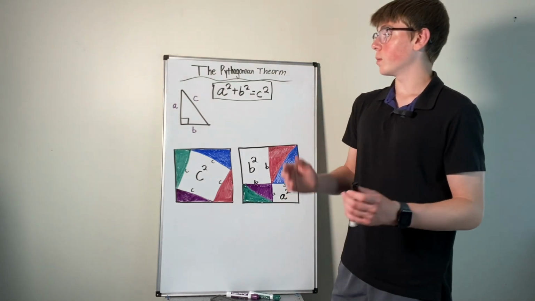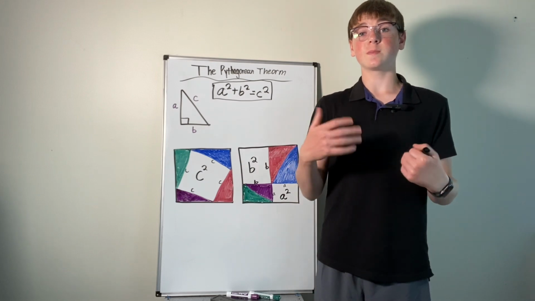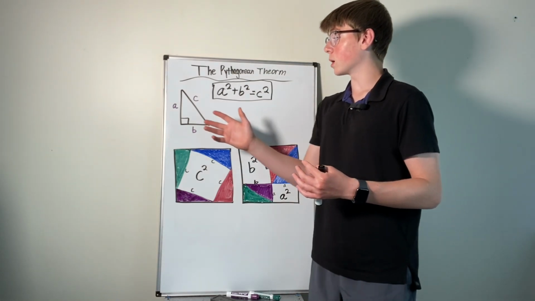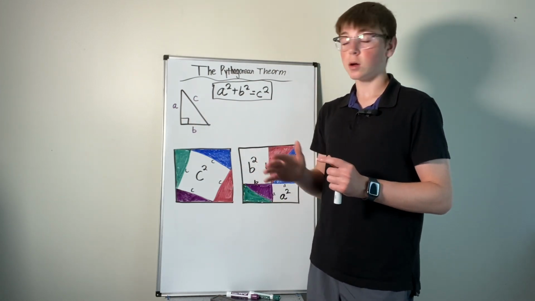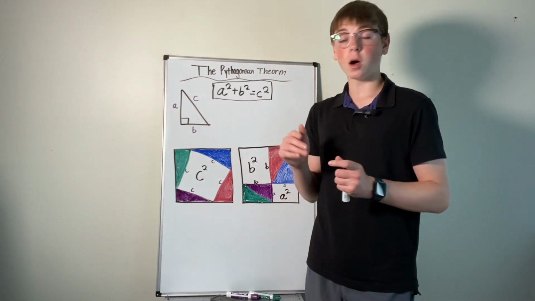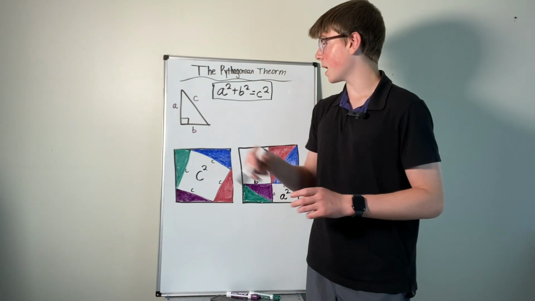So we go to our right triangle. The Pythagorean theorem takes place in our right triangle. So our legs are named A and B, and our hypotenuse is named C. Our hypotenuse is always opposite of the right angle.